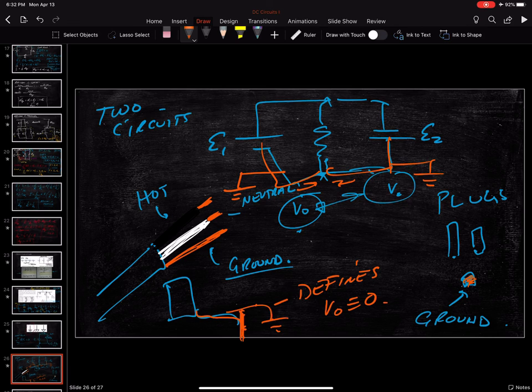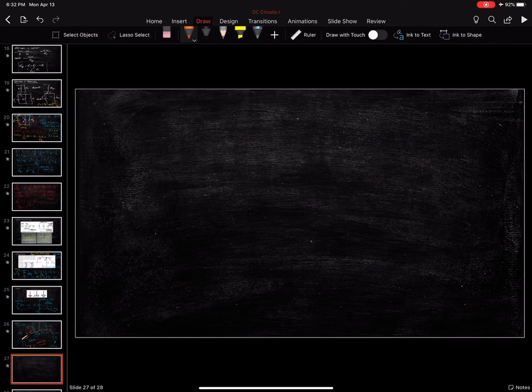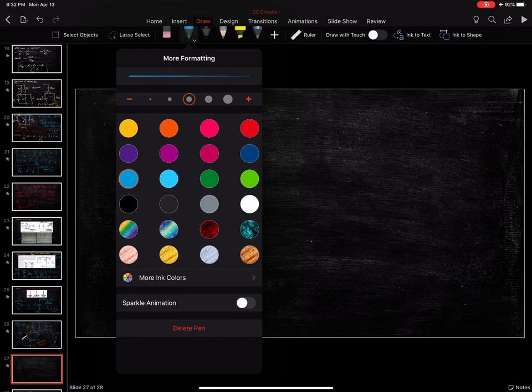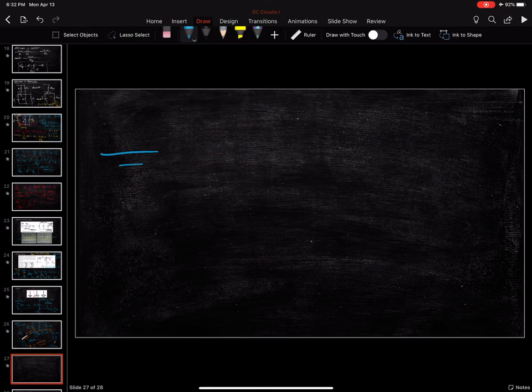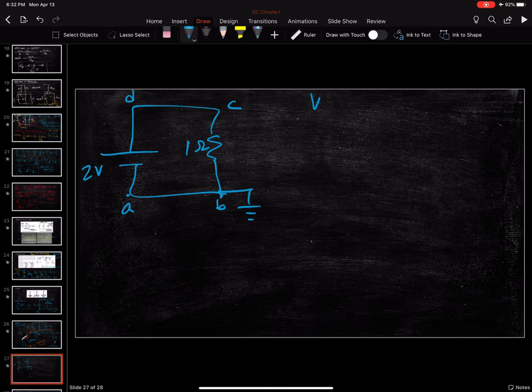So for instance, just to show you, a real easy example, okay, suppose you've got 2 volts, 1 ohm, okay? And this thing here is grounded. Well, call this point A, point B, point C, and point D, okay? What's the voltage at A? What's the voltage at B? What's the voltage at C? And what's the voltage at D?